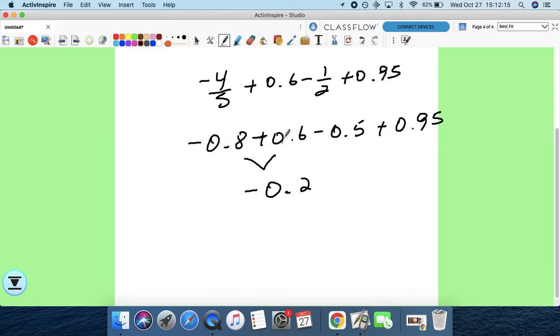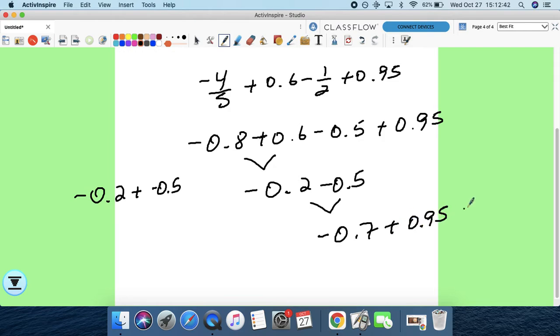Negative 0.8 plus 0.6 is negative 0.2, minus 0.5, and that's going to get us to negative 0.7, right? So again, those of you who want to change that, the subtraction becomes addition, and because we're adding two negatives, we're going further to the left, so therefore my answer is negative 0.7, and then plus 0.95. The absolute value of 0.95 is greater, so my answer is positive, and the difference between them is 0.25.